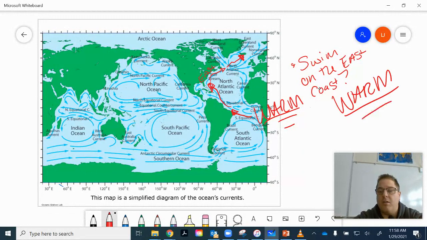You've got all of that water moving up from the tropics, so it's going to be warm. So you're going to have a nice swimming. In fact, in New York, I mean, they swim up here in New York, which is up in this area here. They're swimming in the oceans. Yeah, there's a warmer water up there due to these ocean currents, where they're coming from.